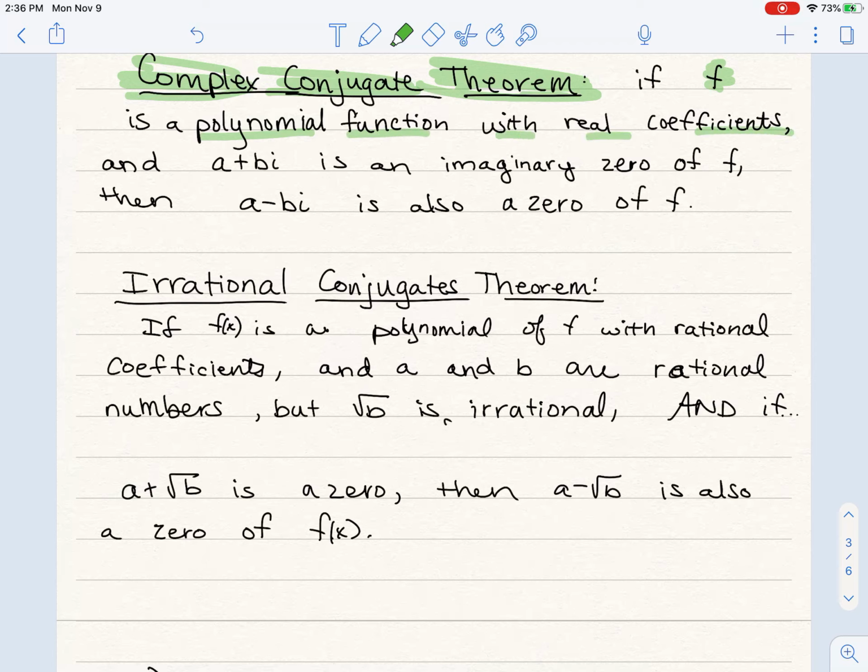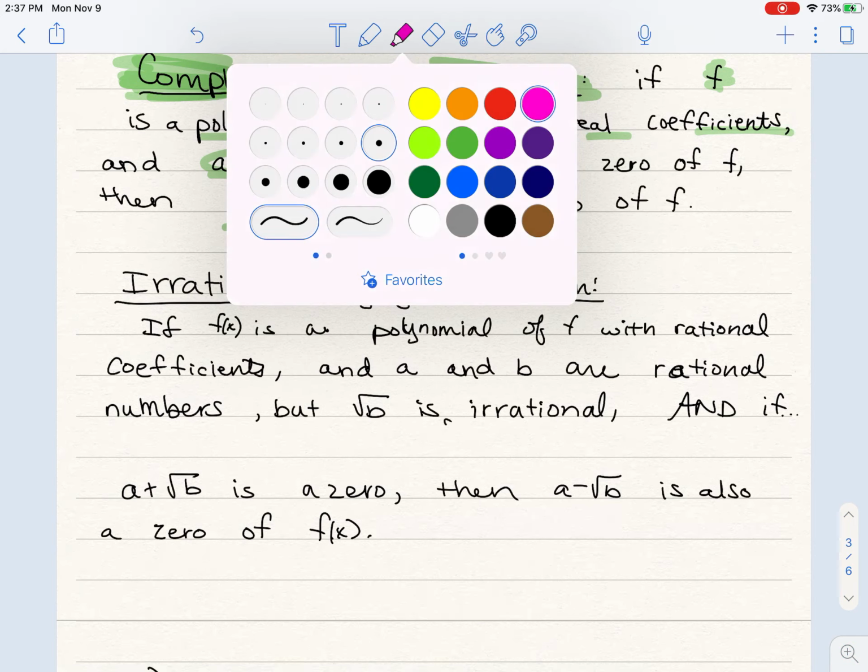If f is a polynomial function with real coefficients, which just means real numbers, and a plus bi is an imaginary zero, then a minus bi is also a zero. So friends, here's what all this means. If you see that there's a complex root, you automatically know there's another complex root that is its perfect match, which is its complex conjugate. So if they give you one, you fill in the blank and find the other.